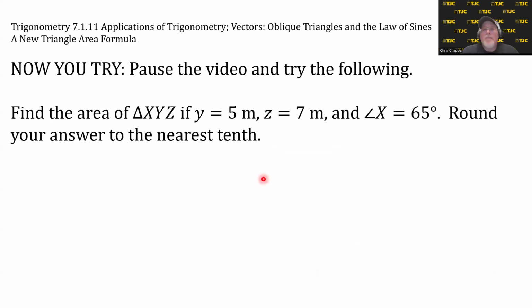Now you try. Pause the video and try the following. Find the area of triangle XYZ if y equals 5 meters, z equals 5 meters, and angle x equals 65 degrees. Round your answer to the nearest tenth.